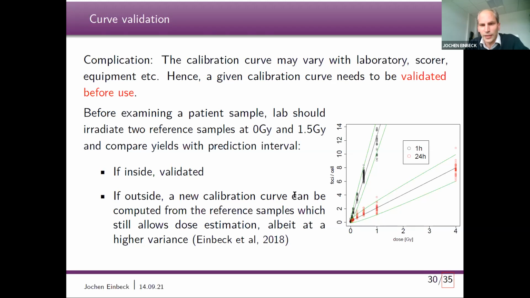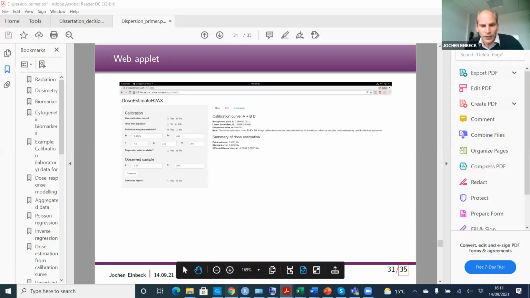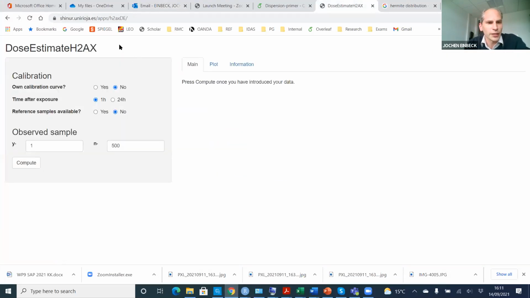In some work that we did to solve that particular problem, a web app got produced at Durham. So perhaps I can briefly show that. This is here, the dose estimate H2X. You need to tell the software whether you have your own calibration curve or not. Let's assume I don't have my curve, then I need to take the built-in curve. I need to tell whether I have extracted my foci measurements 1 or 24 hours after exposure.